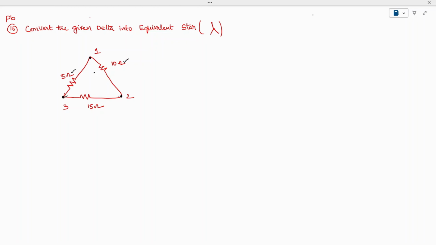So the given nodes are: this is node 1, this is node 2, and this is node 3. So star means you will be getting this as one element, and this will constitute the neutral, this is another element and this is another element. Okay, so indirectly we need to find the star for the given delta.